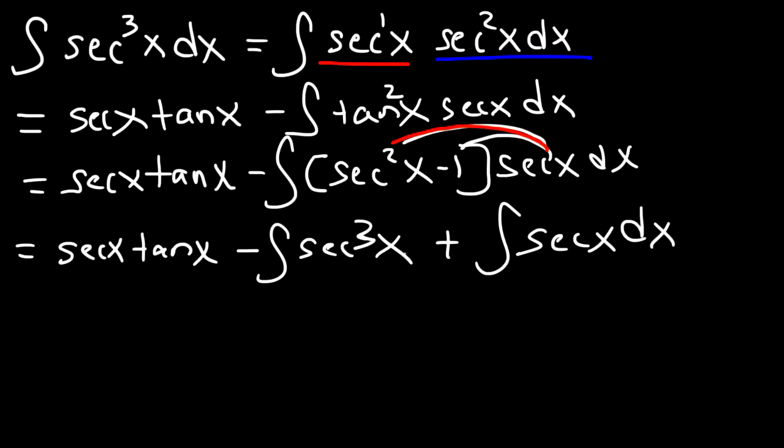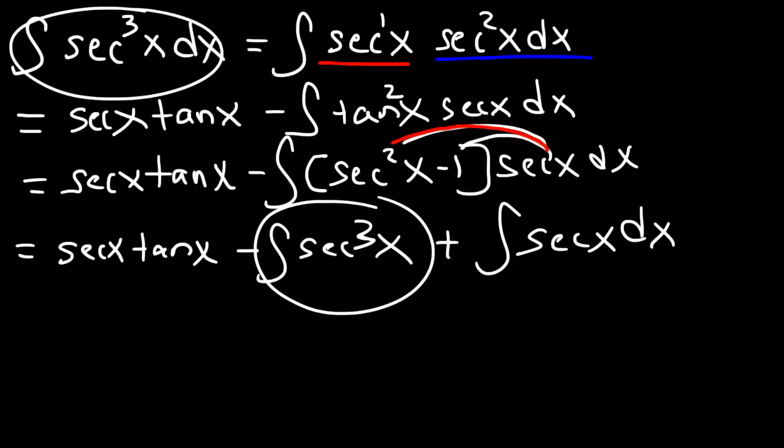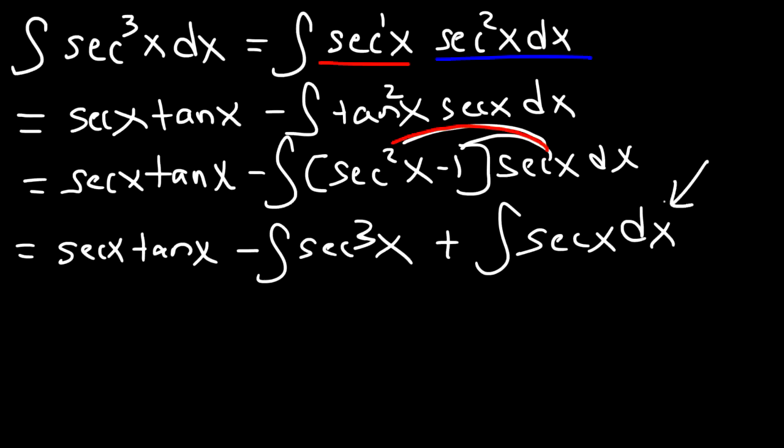Now, what do you think we need to do at this point? Let's focus on the integral of secant x. We don't need to worry about this because these two terms are the same, and I'm going to add that to the left side. But for now, let's just focus on secant. To integrate secant, you need to multiply the top and bottom by secant x plus tangent x.